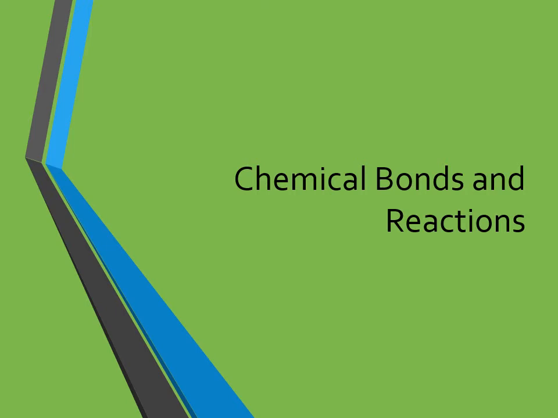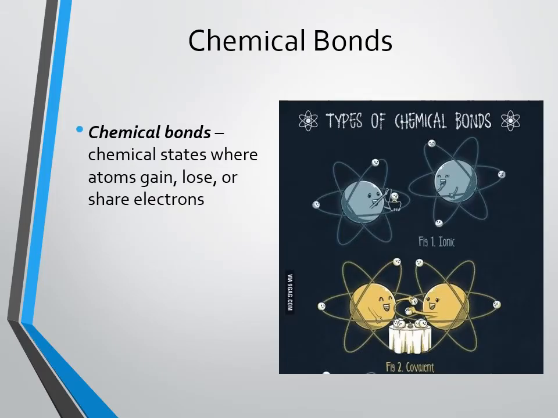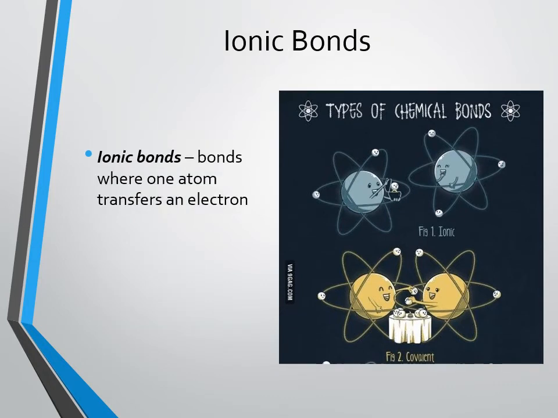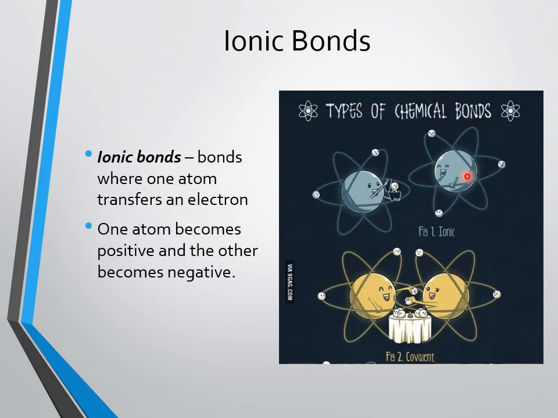So getting into chemical bonds and reactions. Chemical bonds are chemical states where atoms gain, lose, or share electrons. So we have ionic bonds, covalent bonds, and hydrogen bonds. Ionic bonds are when one atom transfers an electron. You can see this one up at the top. It's actually giving its electron to the other one. So that is an ionic bond. The atom that gives away its electron will become positive, while the one that gains the electron will become negative.